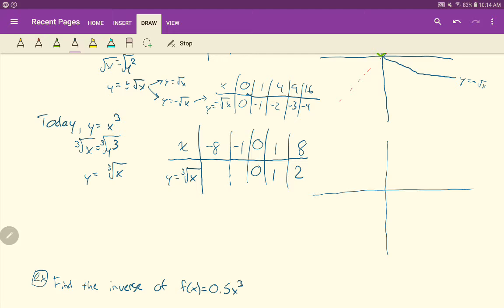All right, with -1 then, what number multiplied with itself 3 times gives you -1? Well, it's -1. And then what number times itself 3 times gives you -8? And that would be -2. And so there's our points.